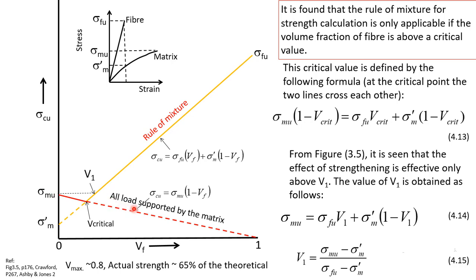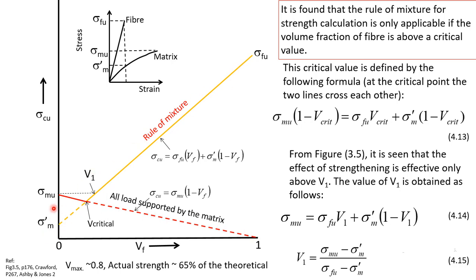For a hypothetical case of all load supported by the matrix, if there is no fiber, Vf is 0, then of course the maximum strength is the strength of the matrix, sigma mu. When the volume fraction of fiber is 1, that means no load is being carried by the matrix. In that case, the load supported by the matrix will be 0 here. So if we connect these 2 points, then we get a straight line.